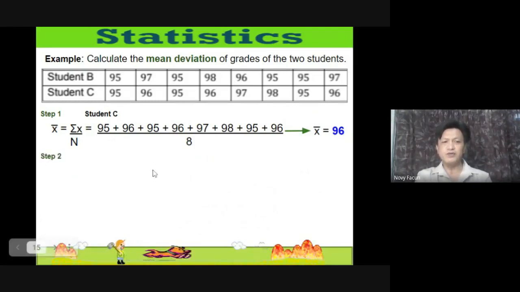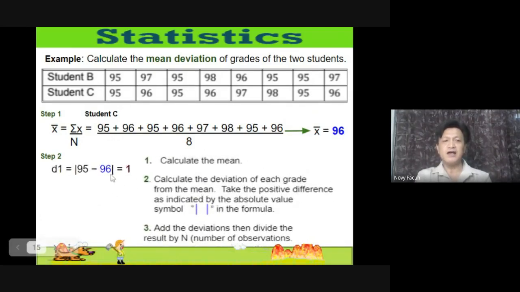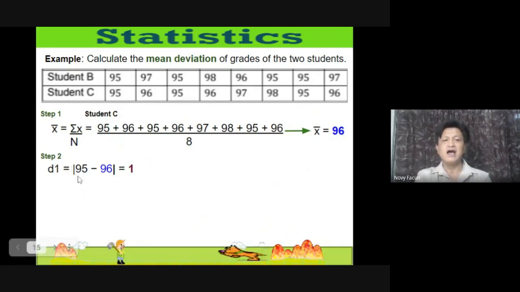And then, step 2, di ba, kukunin natin yung mean deviation doon sa bawat grade niya. Ibig sabihin yan, so iso-subtract natin yung nakuha nating mean sa bawat grade niya or sa bawat subject na nakuha ang grade. So meaning to say that is absolute value of 95 minus 96, that is positive 1. Kasi always positive yung magiging sagot natin sa absolute value.